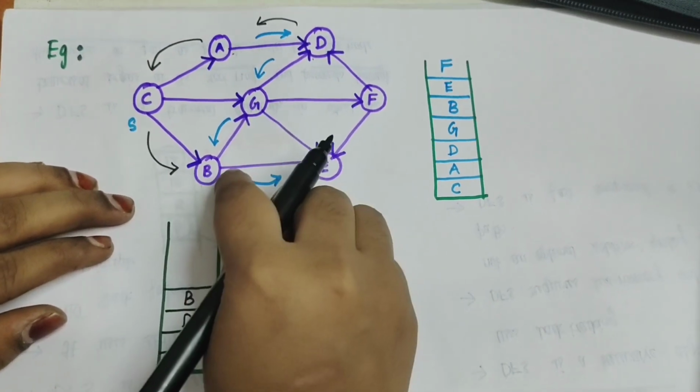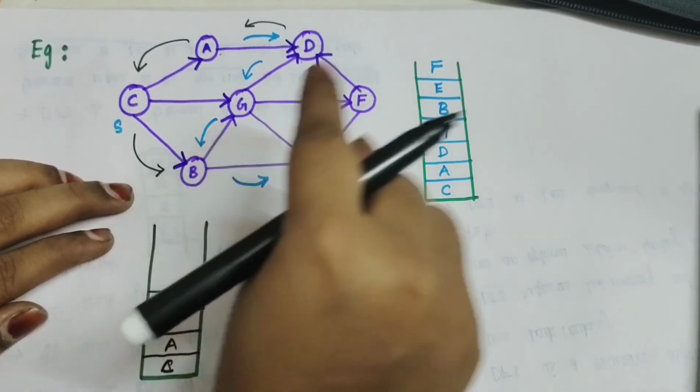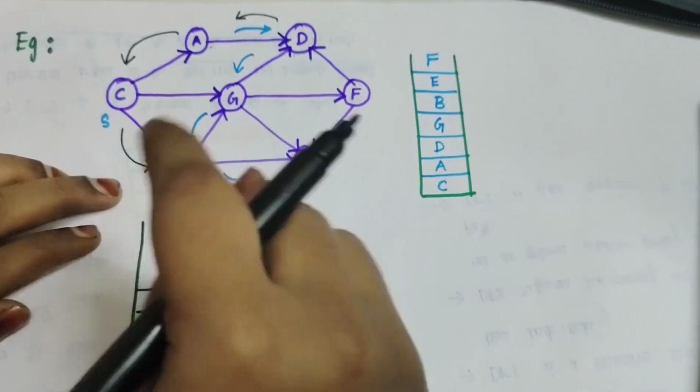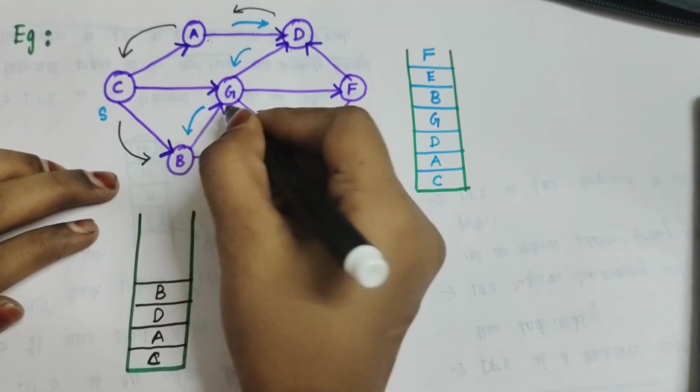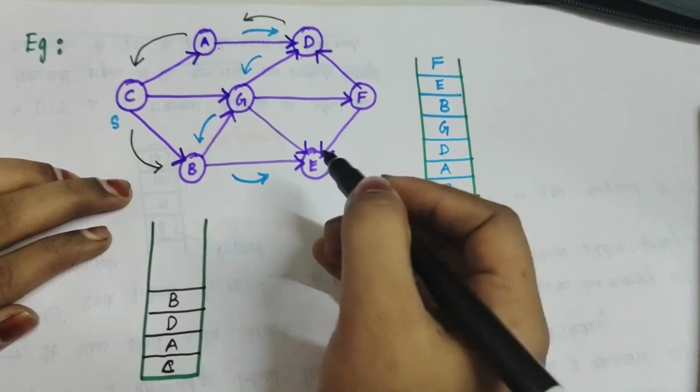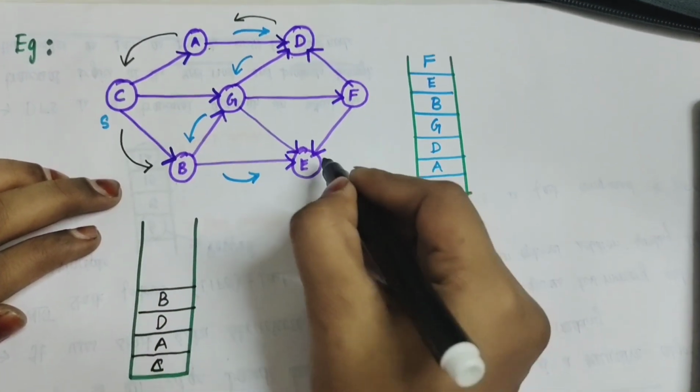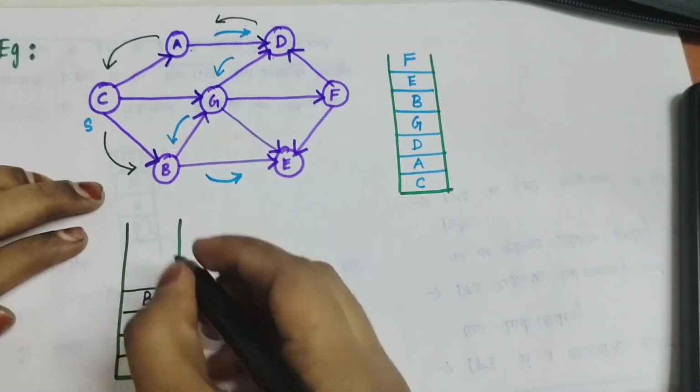So after going to B, now we have to check again for the adjacent vertices pointing outwards from B. So from B, G is pointed out, E is pointed out. So we can take either G or E. I am taking G.